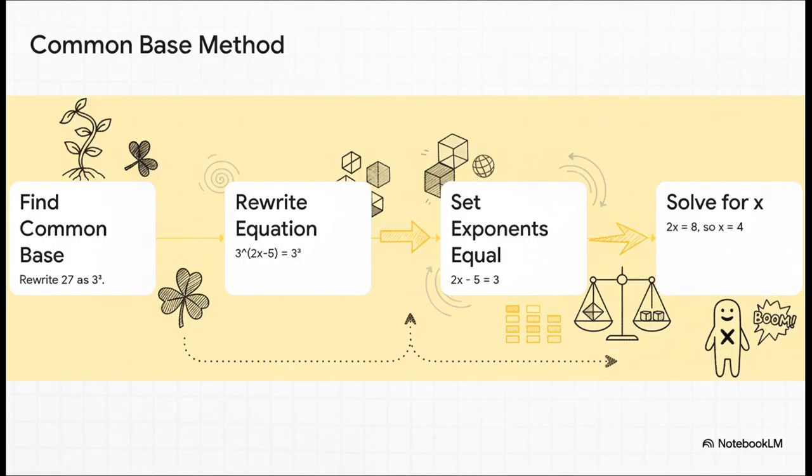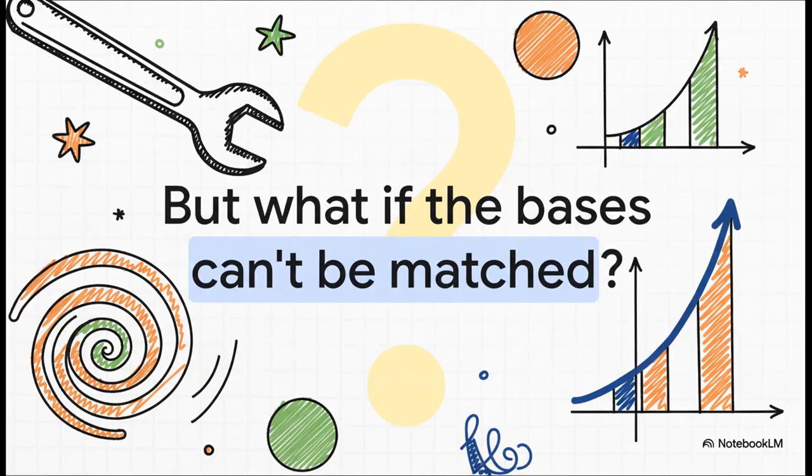And check this out, it's a perfect example. We've got 3 to the power of 2x minus 5 equals 27. They look different, right? But wait a second, what is 27? It's just 3 times 3 times 3. It's 3 cubed. So once we rewrite 27 as 3 to the power of 3, hey, look at that. Both sides have a base of 3. Now we can just set the exponents equal to each other. 2x minus 5 equals 3. A little bit of quick algebra and boom, x equals 4. Easy.